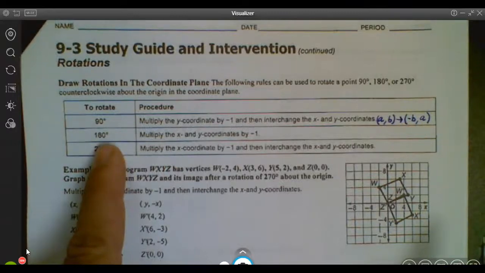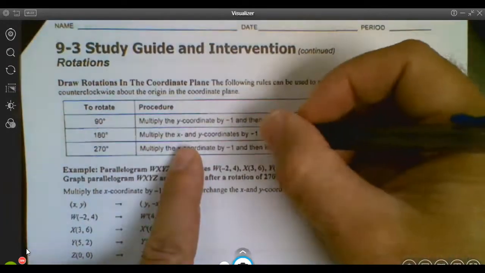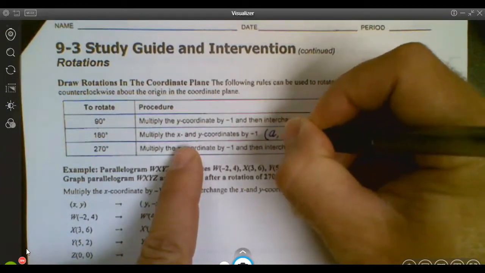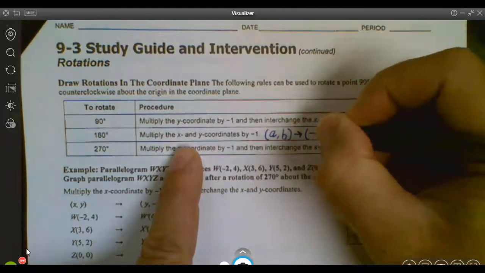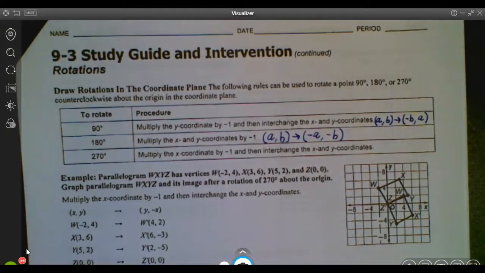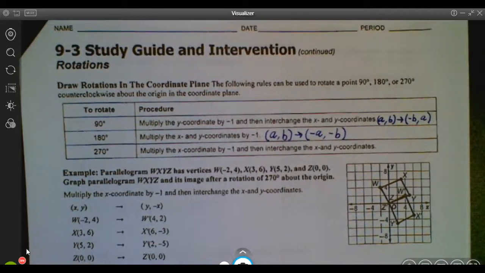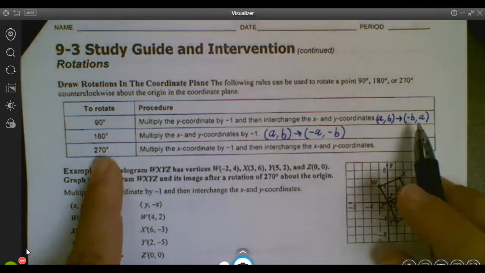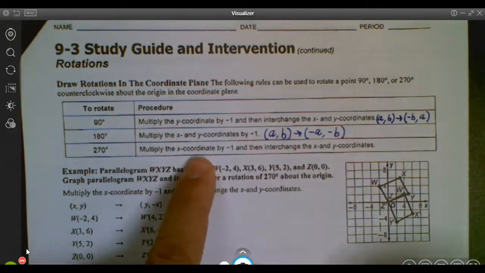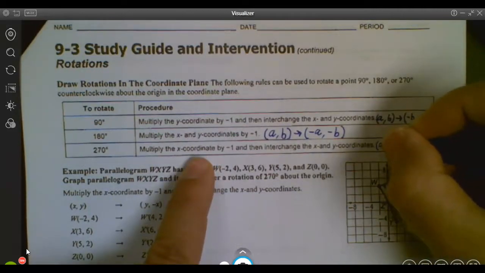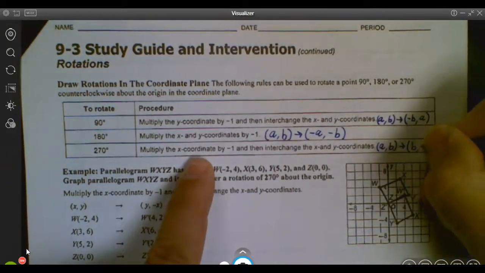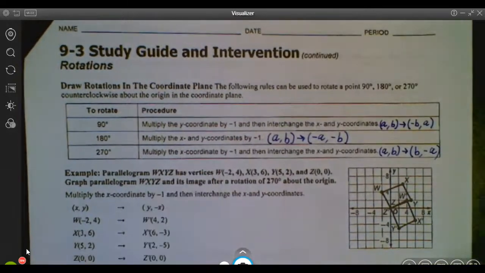Our 180 tends to be the easiest because all that happens is both coordinates change signs. So what was (a, b) is now becoming (-a, -b). So just a sign change. What was positive would become negative. What was negative would become positive. And then the last one for 270 is very similar to the first one, only instead of the b value becoming negative, now it's the a value that becomes negative. So what was (a, b) is going to become (b, -a). All right, so those are the three rules that we're going to apply.